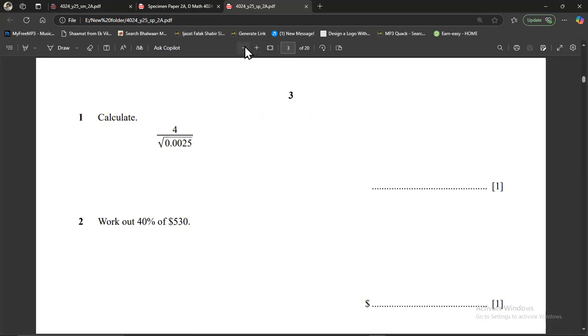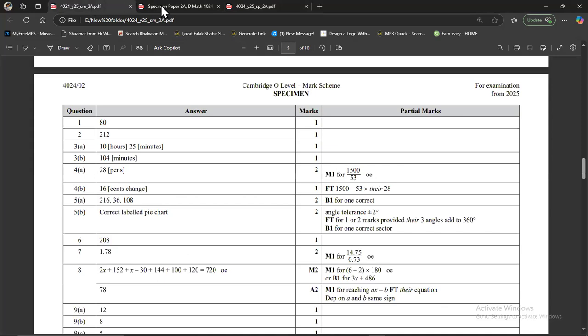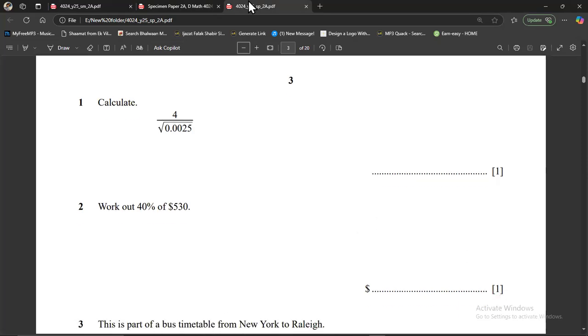We have 4 divided by the square root of 0.0025. Because the calculator is allowed in this paper, it's very simple. Take the square root of 0.0025. That's 0.05. So 4 divided by 0.05 is 80. So 80 is the right answer. This is how this is done. We are going to the next question.